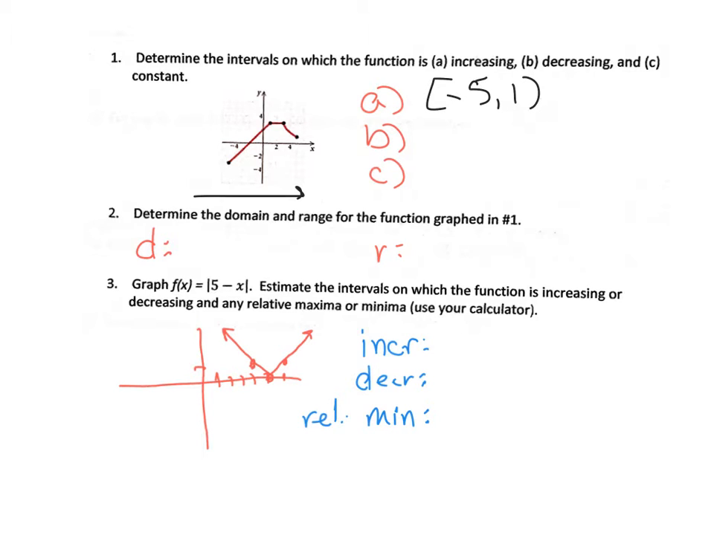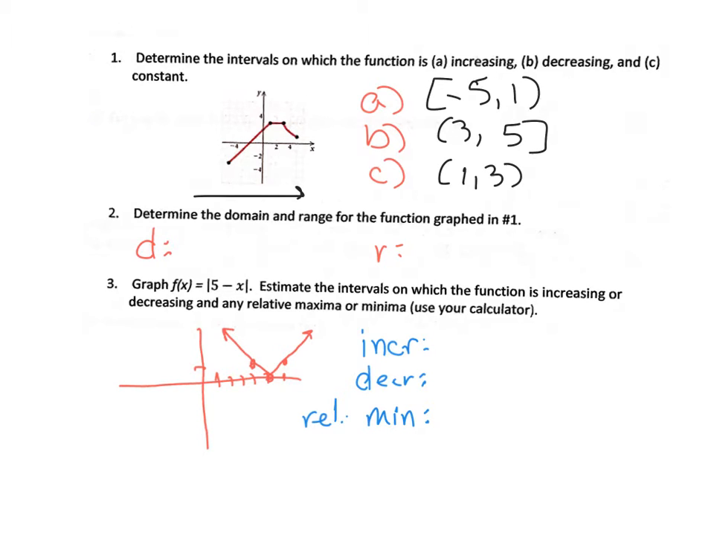It is constant, which means it's horizontal between 1 and 3, so I'm going to go 1 and 3 there. And it's decreasing there at the end of the graph on the far left from 3 to 5. Doesn't go forever, it just stops at 5.